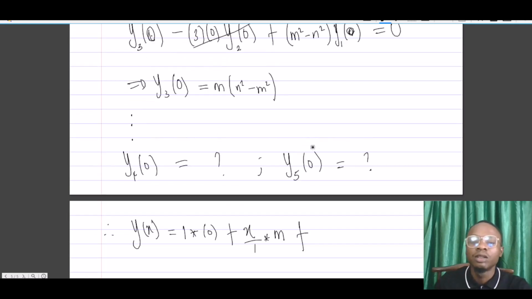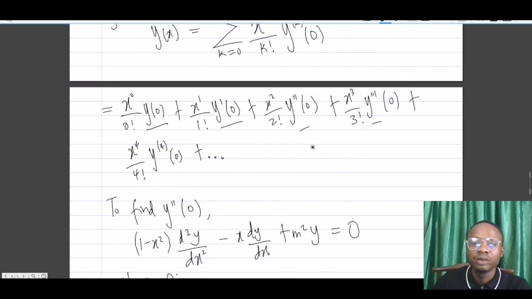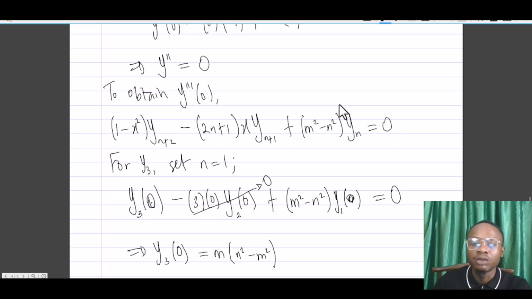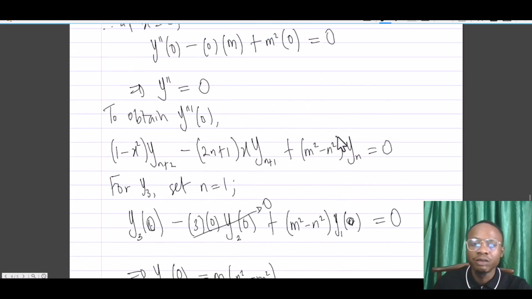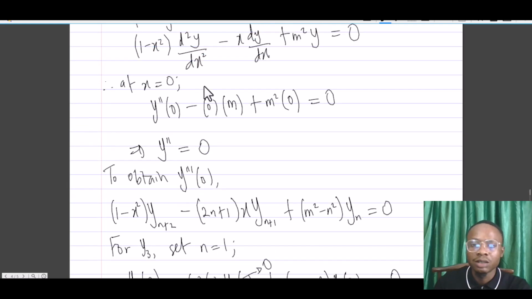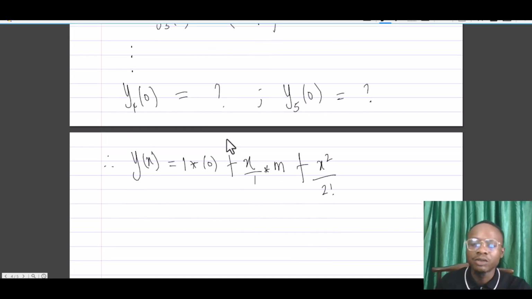Then plus the next one is x squared over 2. So we already know the pattern. The next one will be x squared over 2 factorial multiplied by y prime prime at 0. We obtained y prime prime at 0 already. We found it to be 0. Okay, so that's the expression here. Let's indicate that y prime prime at 0 is equal to 0. So we can use that right here. So this is going to be x squared over 2 factorial multiplied by 0.